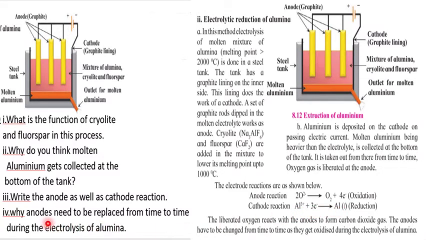Now, why does the anode need to be replaced from time to time during the electrolysis of aluminium? The liberated oxygen reacts with the carbon anode and forms carbon dioxide gas. The anode has to be changed from time to time as it gets oxidized during the electrolysis of aluminium.